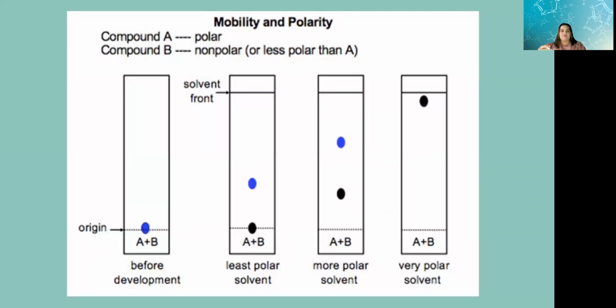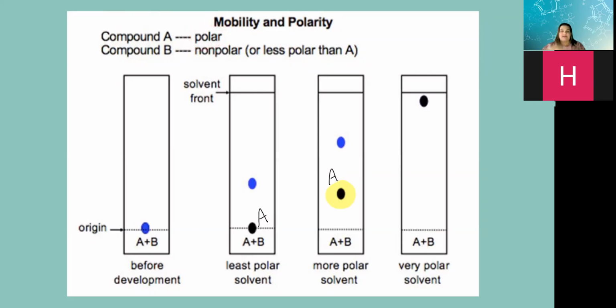Okay, let's review it a bit. Remember that non-polar substances travel further up the plate, right? So yeah, excellent. The black spot, this is going to be compound A. Okay, once again, compound A is the black spot because it is more polar, which means it cannot travel as far up the TLC plate as a non-polar compound, okay?